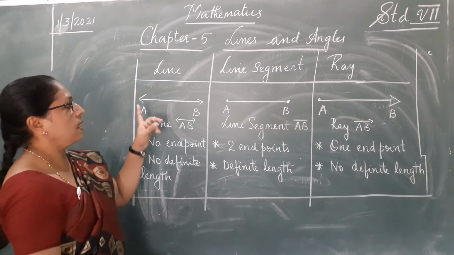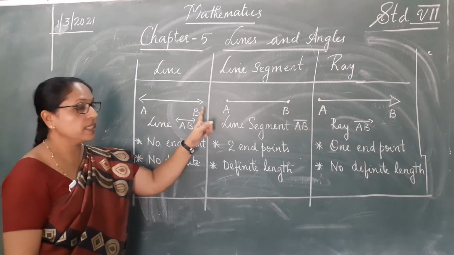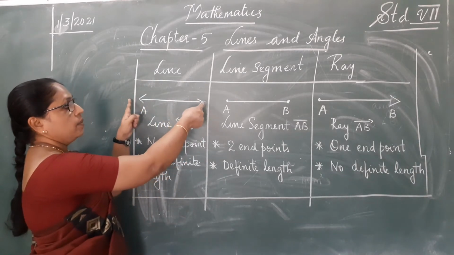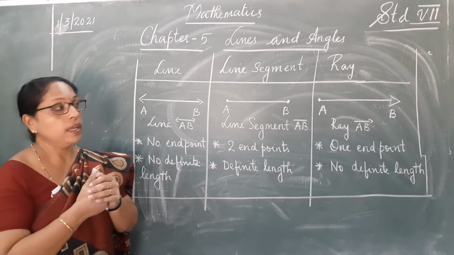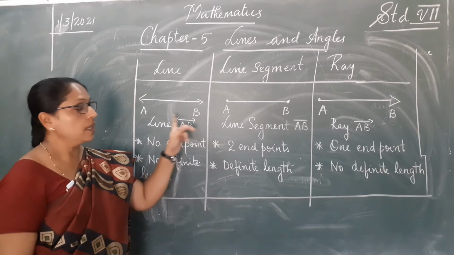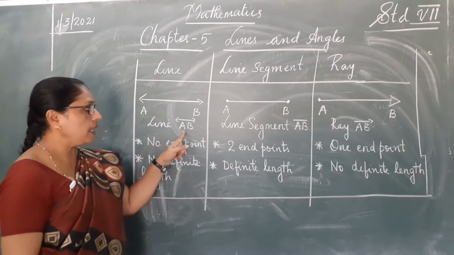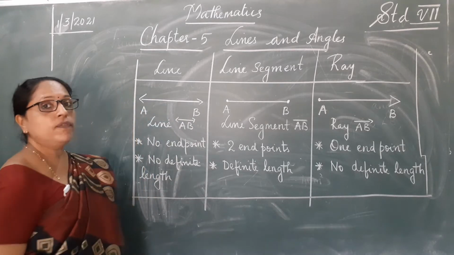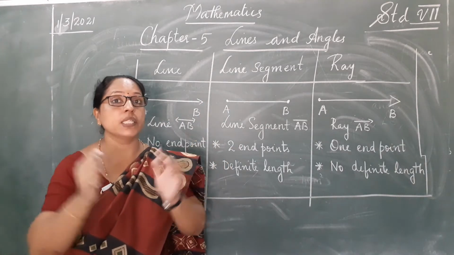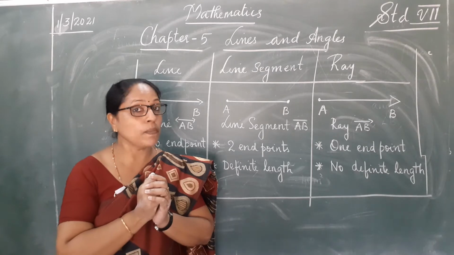Okay, what is a line? Have you seen a picture like this, with arrows on both sides? This is known as a line. So it is represented as line AB, and on the top you have to show the symbol of a line. Line means there will be arrows marked on both sides.